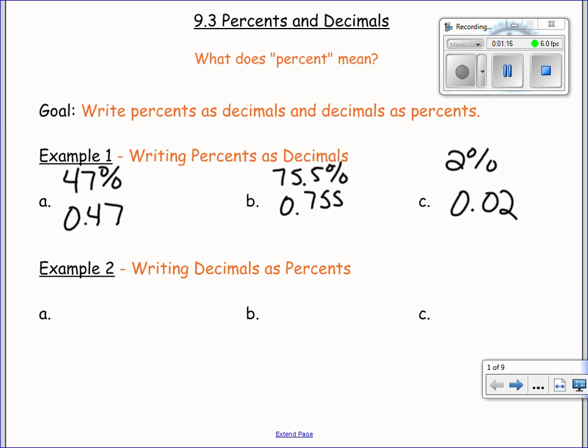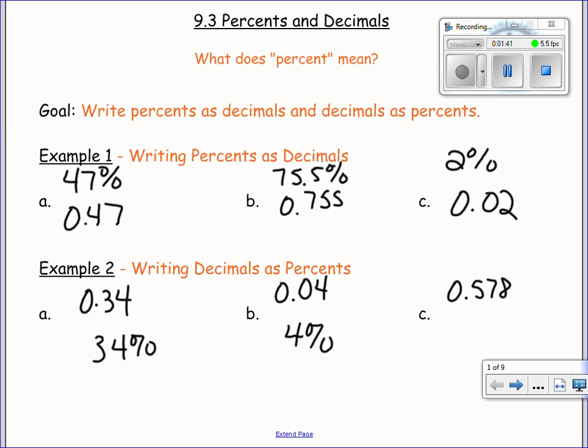In example 2, now we're prompted to write a decimal as a percent. So if I have 34 hundredths as a decimal, that would be 34%. B, 4 hundredths is the same as 4%. And C, 578 thousandths is the same as 57 and 8/10%. Now notice when we are changing from decimals to percent, we're moving the decimal place to the right 2 places.